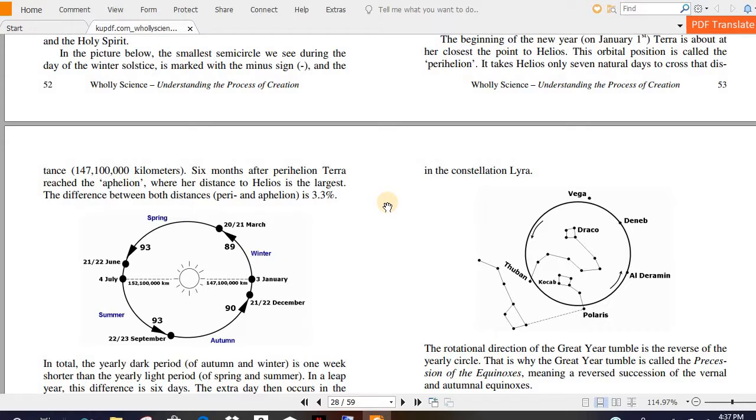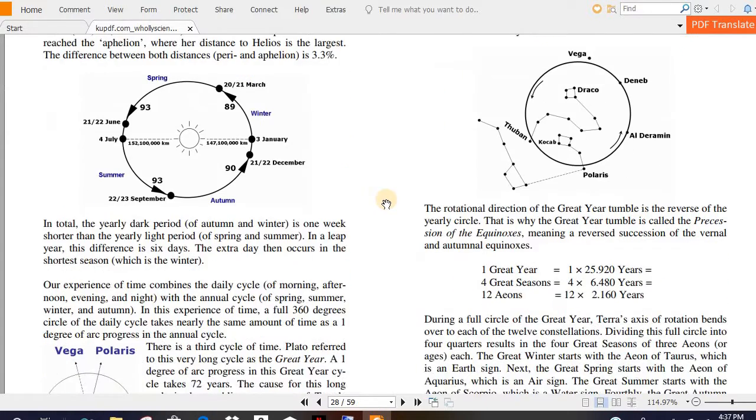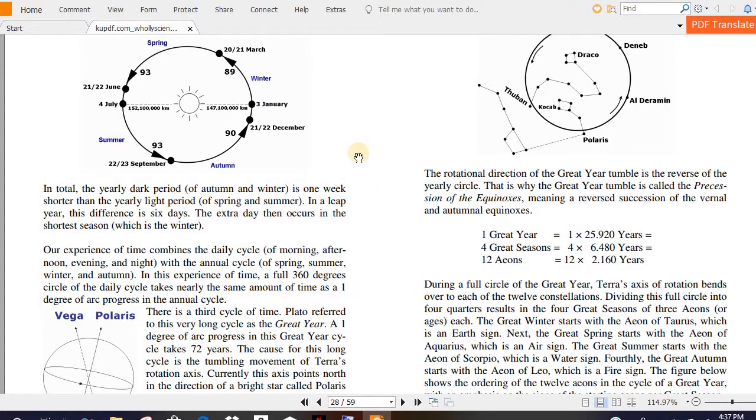The difference between both distances, perihelion and aphelion, is 3.3%. 33. The age of Christ when he died. 33. Is that not crazy? So all of this is describing the Christ story, if you hadn't caught on yet.